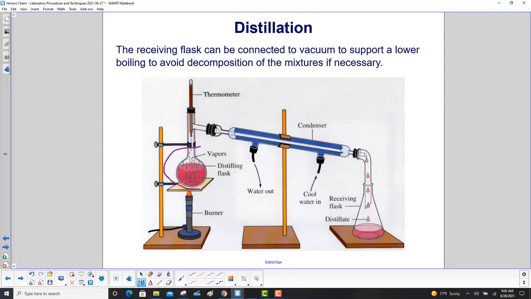So here we have our original fluid, and that's in the distilling flask. It's heated with the Bunsen burner. You have a liquid evaporating like this, and then it's cooled in the condenser. You have cool water in here. It flows through, comes out this way. Now this water is not connected to the gas that is condensing here. They're separate. And then finally, the gas turns back into a liquid, and it's collected over here, and it's called the distillate. The receiving flask can be connected to a vacuum to support a lower boiling point to avoid decomposition of the mixtures if necessary.